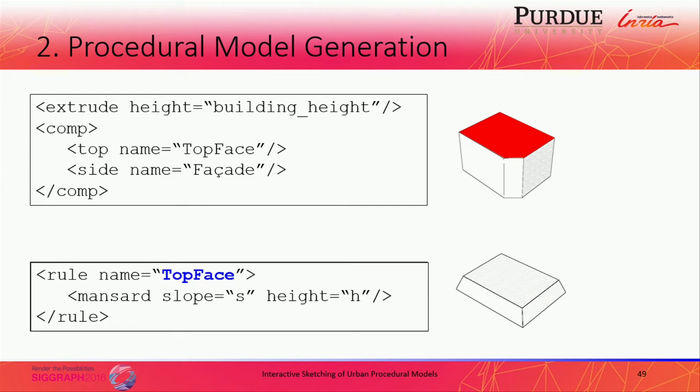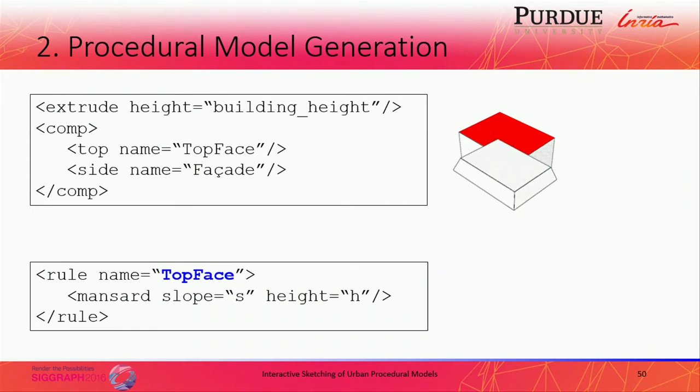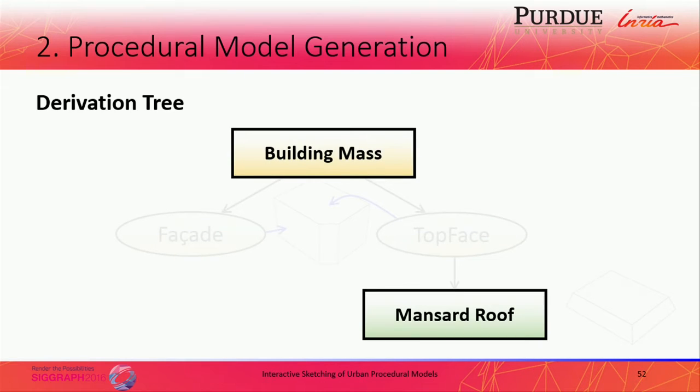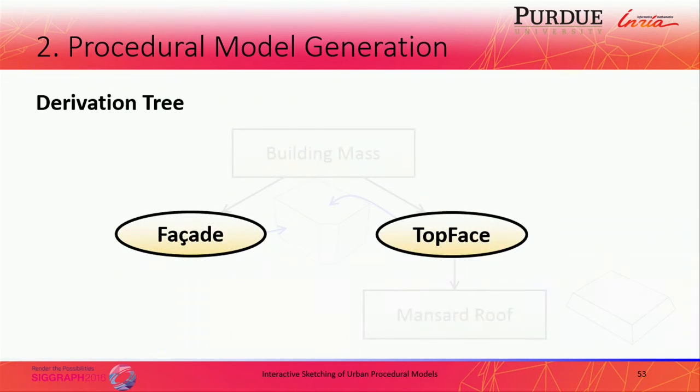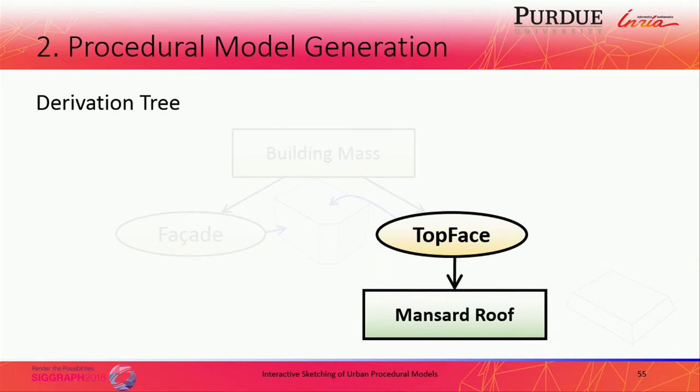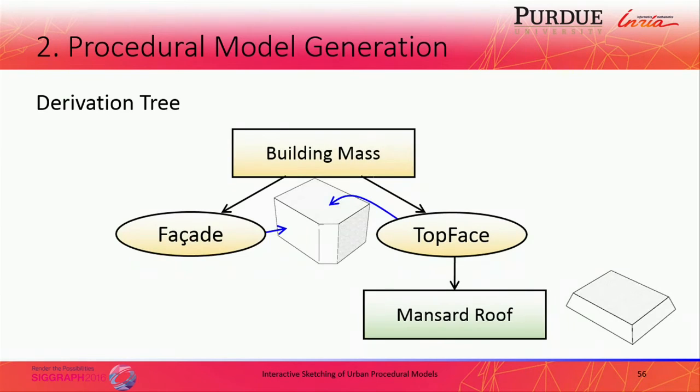Here is the resulting derivation tree for this example. The box shapes represent grammar snippets, while the oval shapes represent non-terminals. When the user selects the anchor region, the corresponding non-terminal top face is identified, and the selected snippet is connected to this non-terminal. This general approach enables applying any kind of grammar snippet to any anchor region. When the user changes the building mass shape, it propagates to all the child nodes in the derivation tree. This is one of the advantages of using grammar.